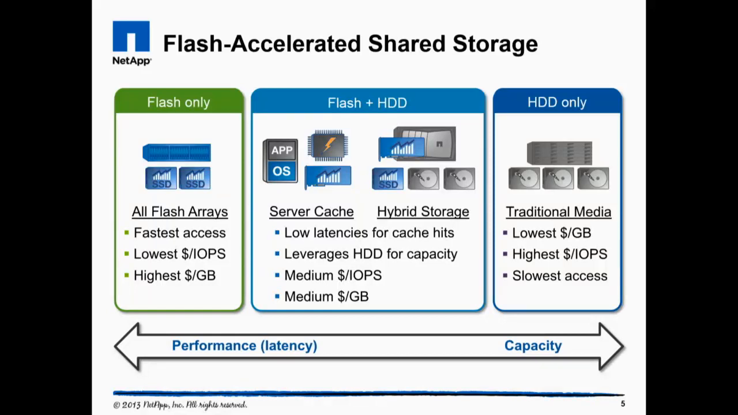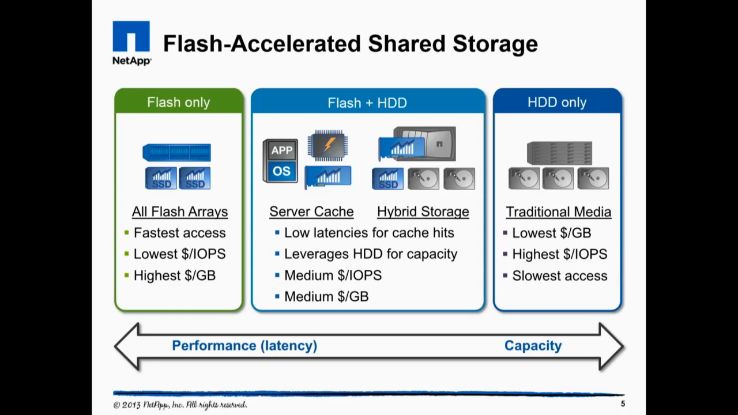Now, if you look at all of the solutions across the broad spectrum of storage capabilities, there's hard drive-only solutions way on the right-hand side. Those are going to give you the lowest cost per gigabyte, but the highest cost per IOP. There's hybrid storage solutions in the center, and within that, there are two different kinds. There are server cache solutions where the cache exists inside the server, and then there are solutions where cache technology is used in the array combined with spinning media. Most of your workloads are going to fit within this hybrid solution case.